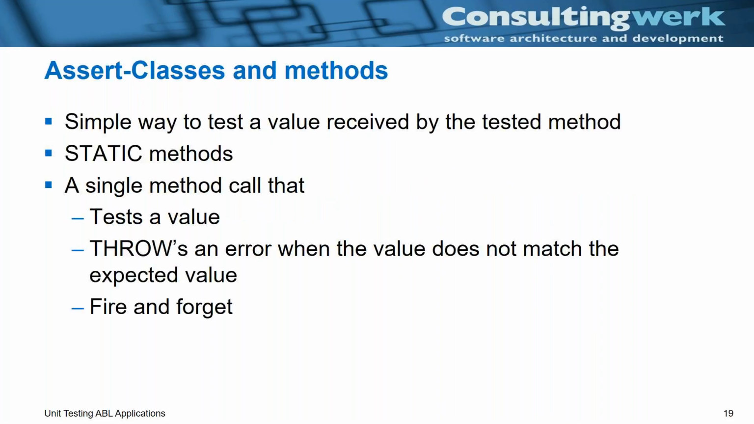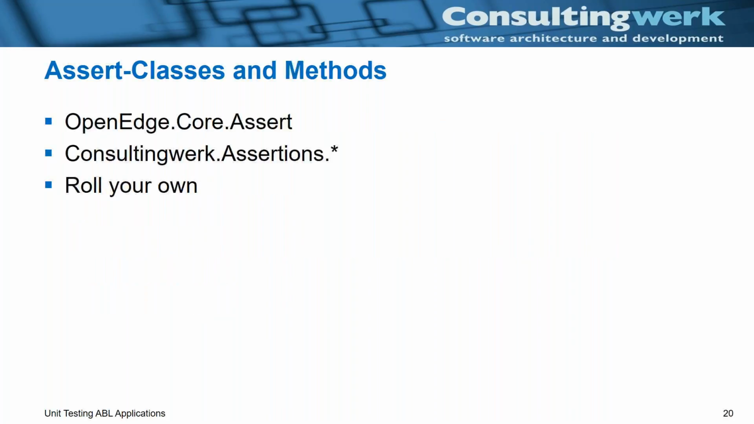So we saw briefly the assert class from Progress, the OpenEdge core assert class. It's a simple way to test that a value received by the tested method is what we're expecting. They're static methods. That means you don't have to new those methods. You can just use them. They're a single method call that tests a value and shows an error when the value does not match what you're expecting. You just fire and forget them.